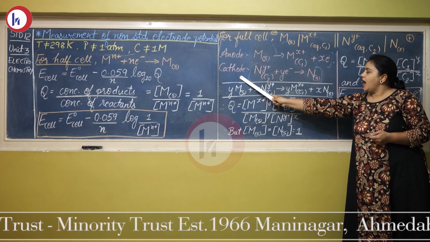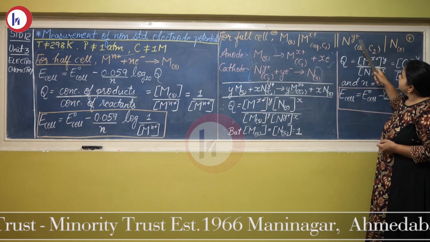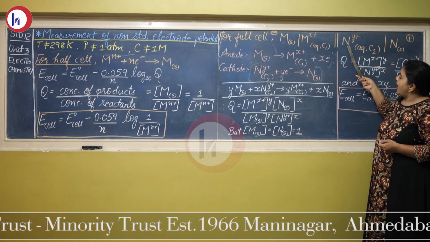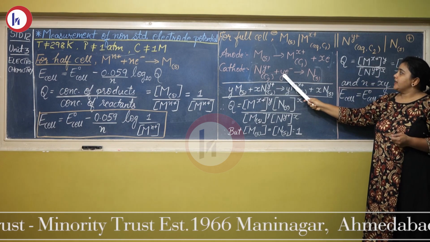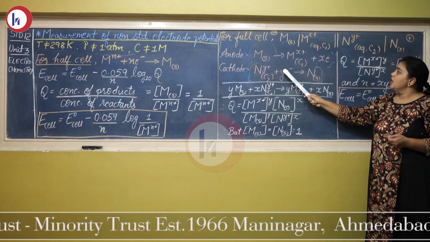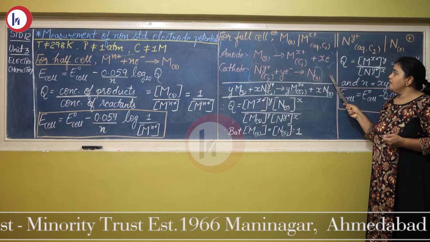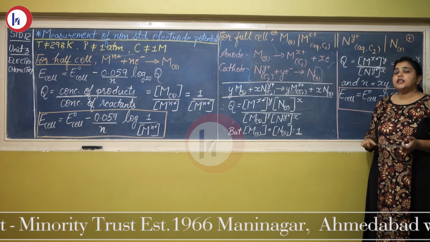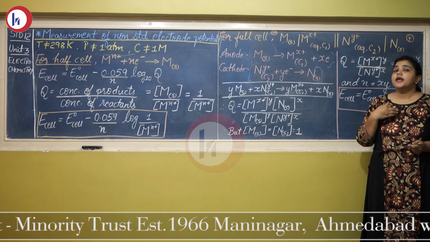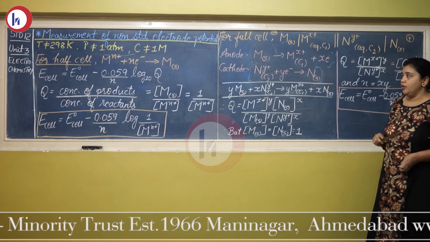For the cathode half reaction, reduction occurs wherein metal ion N raised to y plus whose concentration is C2 will accept y number of electrons and gets converted into 1 mole of metal solid. Now, for any spontaneous redox reaction, the number of electrons that are exchanged should be equal.